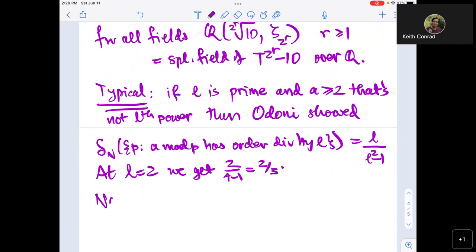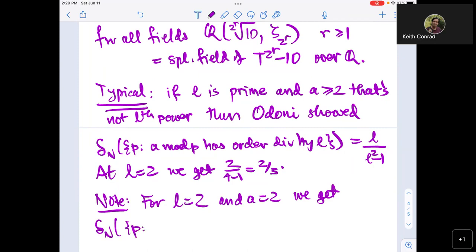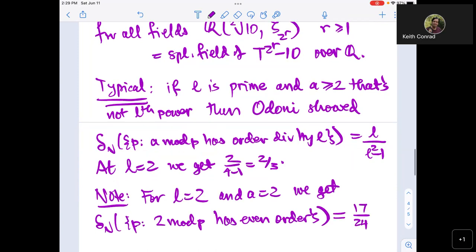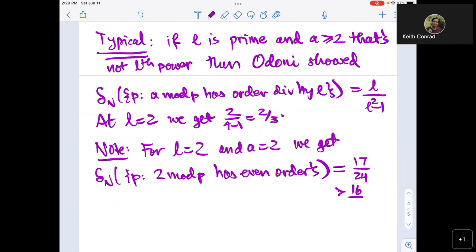And so I should point out that if L equals 2 and A equals 2, it turns out that if you look at the density of primes P for which 2 mod P has even order, this would be suggesting the answer should be 2/3. It is in fact 17 over 24, which is a little bit bigger than 16 over 24, which is 2/3. So the answer turns out to be a little bit different. Why is the answer different? Oh, just look at the proof. There must be some kind of little basic reason that we run into problems.